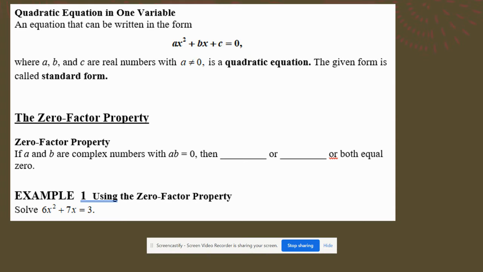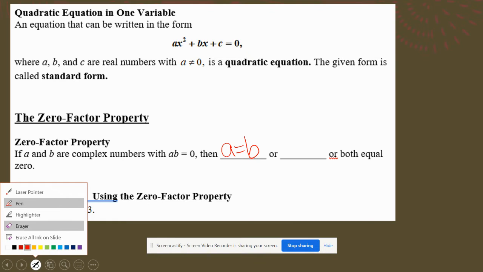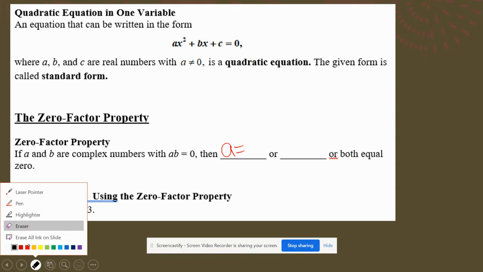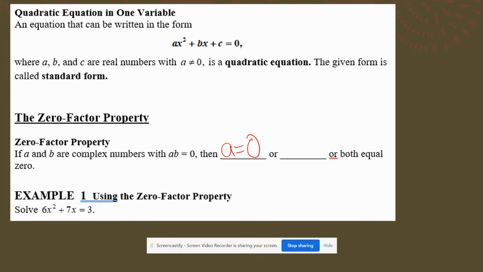One of the first methods that we can use to solve quadratic equations is the zero factor property. Basically, what that means is when we get our factored form, because it's equal to 0, then both the factors equal 0.